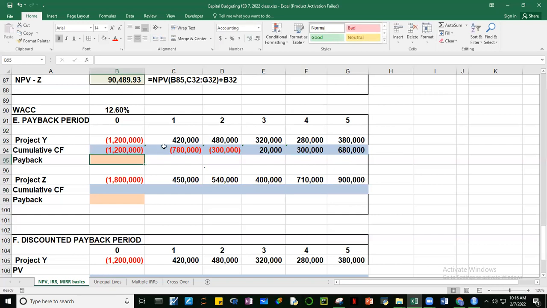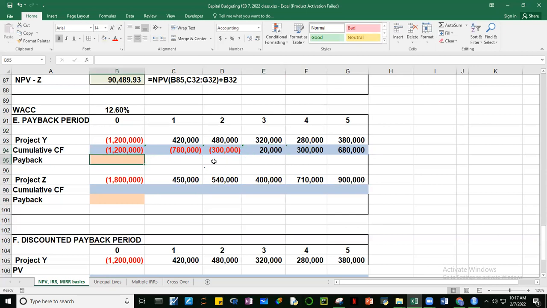At year 1, guys, we were able to recover already 420 of our initial investment. So, ang kulang pa natin, 780. At year 2, naka-recover ulit tayo ng 480. So, kulang na lang natin 300,000. Pagdating ng year 3, guys, positive na. Ibig sabihin, na-recover na natin lahat ng 1.2 natin. In fact, sobra na tayo.